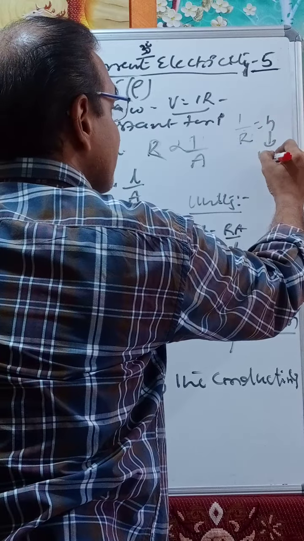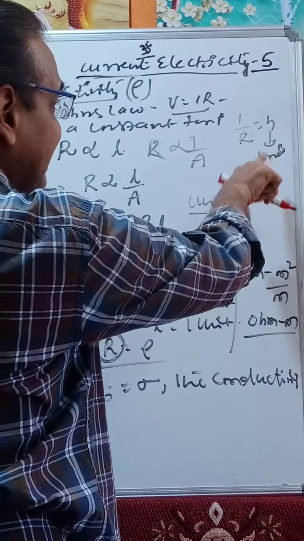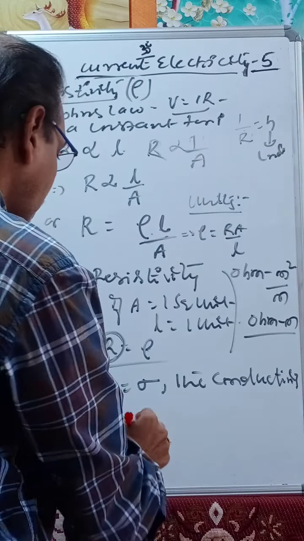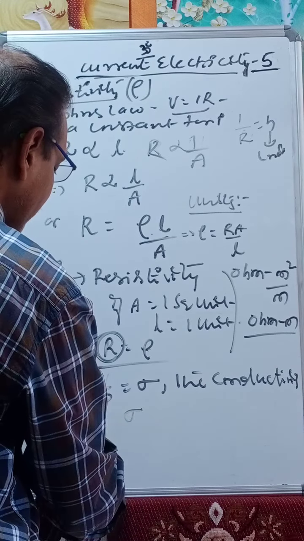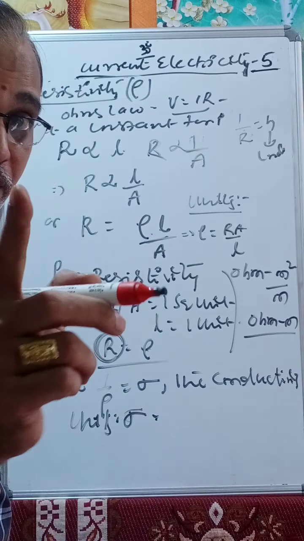This is conductance. 1 by rho is called sigma, the conductivity. Conductance is G, and conductivity is sigma. Now, what are the units of conductivity? It is useful in chemistry also for you.